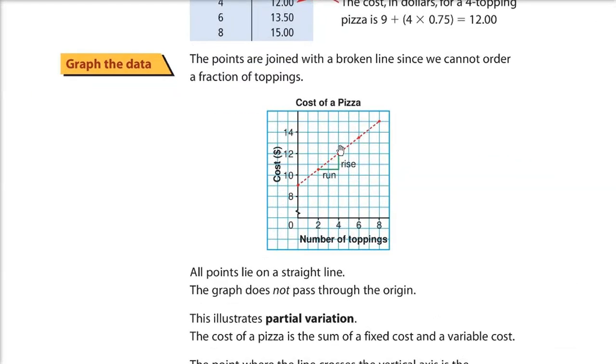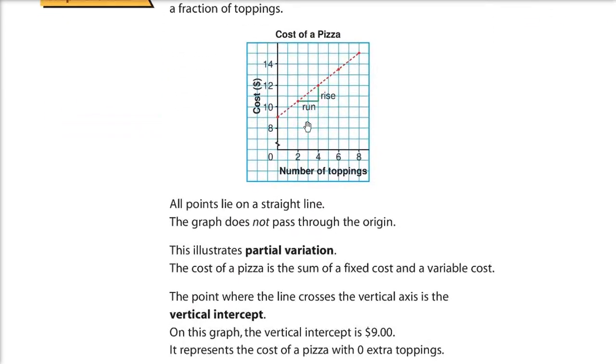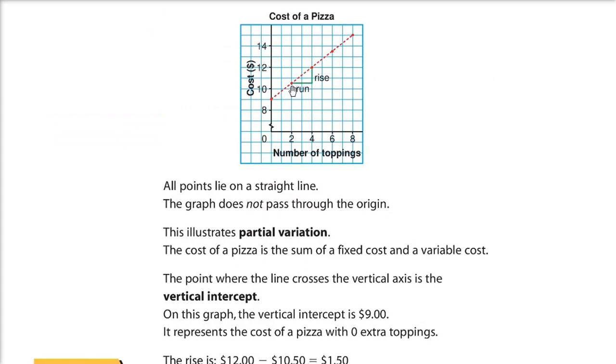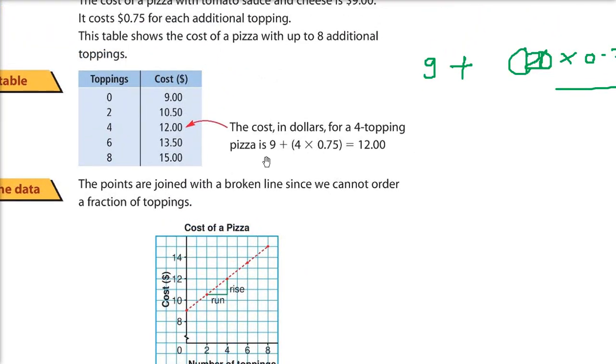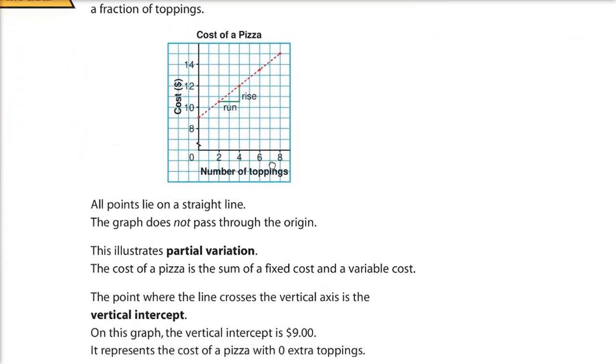The points are joined with a broken line here. If you see, we cannot order a fraction of toppings; we just have to order them in whole numbers. Now this is a straight line, but the graph does not pass through the origin. That is, this is not a direct variation. It is a partial variation. So the cost of pizza is the sum of what? Fixed cost, as we saw, and variable cost.